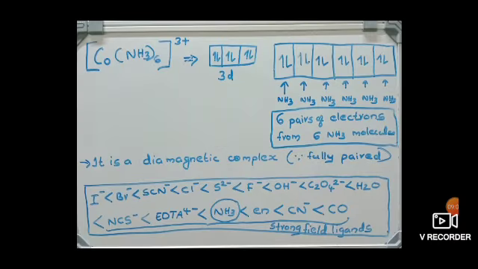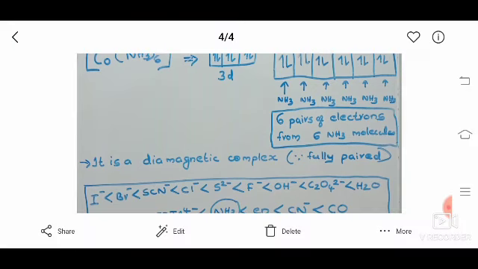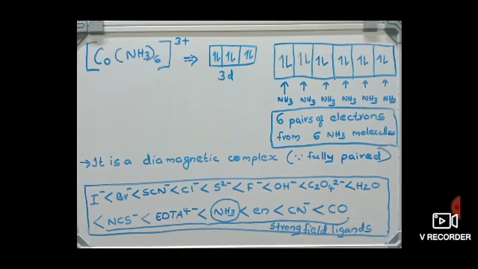Now we have 6 vacant hybrid orbitals, right? Now, when NH3 joins 6 times with Co3+, that is when it forms the complex [Co(NH3)6]3+. Each ammonia will donate a pair of electrons to the central metal atom in order to make a bond with the central metal atom, cobalt.